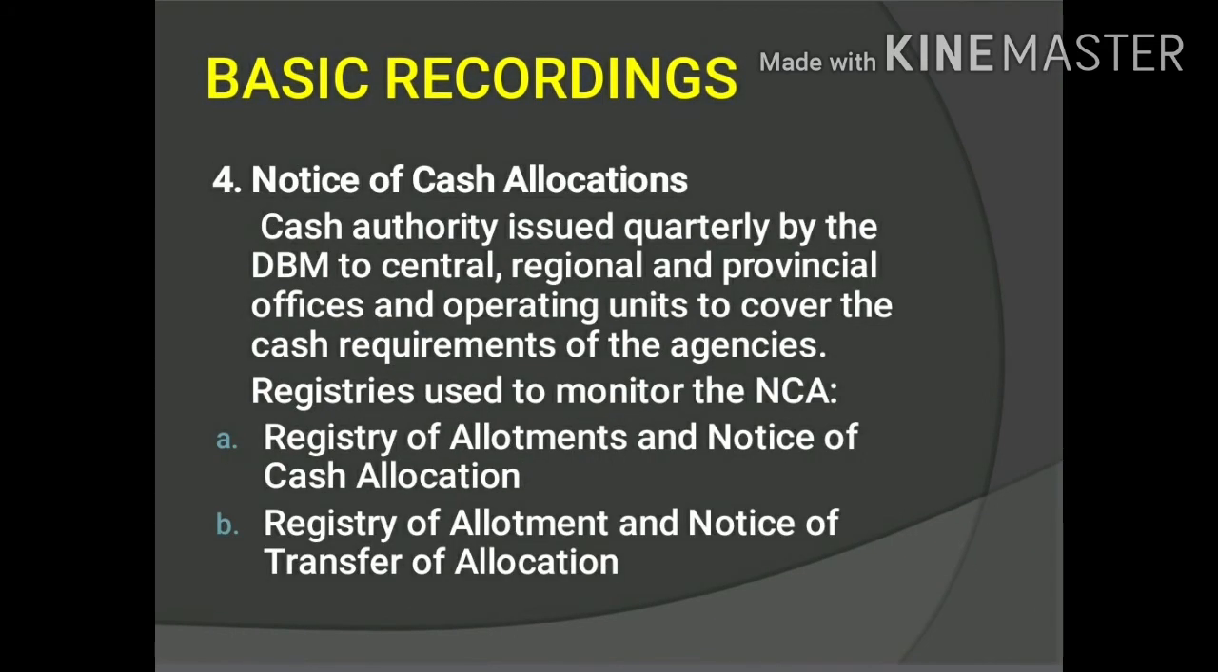4. Notice of cash allocations. Cash authority issued quarterly by the DBM to central, regional and provincial offices and operating units to cover the cash requirements of the agencies. The registries used to monitor the NCA are the Registry of Allotments and Notice of Cash Allocation, which are used to determine the amount of allotments not covered by NCA and to monitor the available balance of NCA, and the Registry of Allotment and Notice of Transfer of Allocation, which is used to determine the amount of allotments not covered by Notice of Transfer of Allocation.